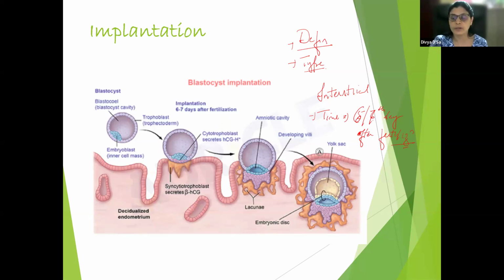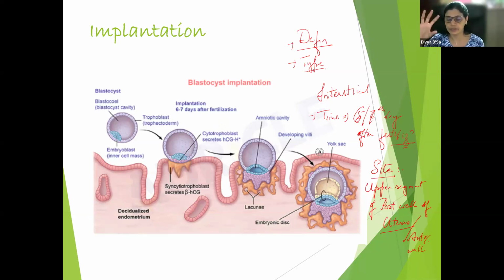Next, you write about the site of implantation. Where is the site? The site of implantation is normally the upper segment of the posterior wall of the uterus. Even if it is in the anterior wall, it is also considered normal, but it should be in the upper segment. So that is the site.